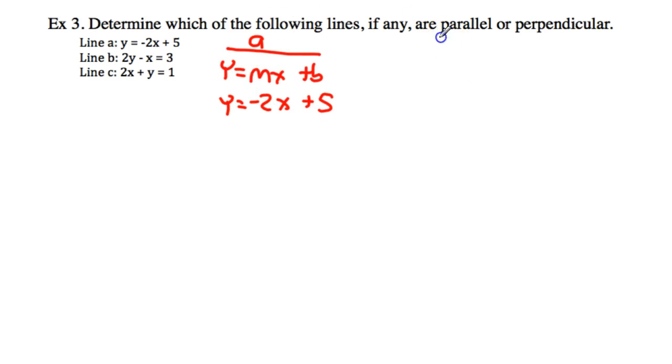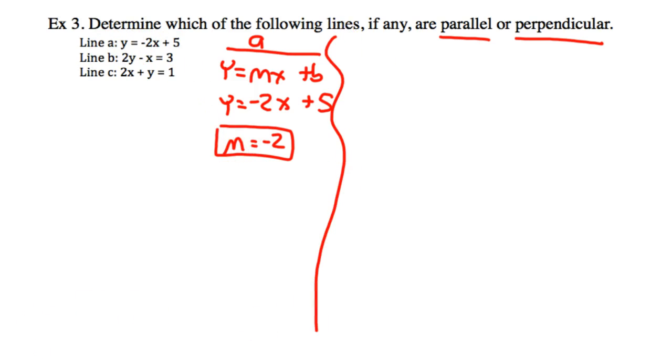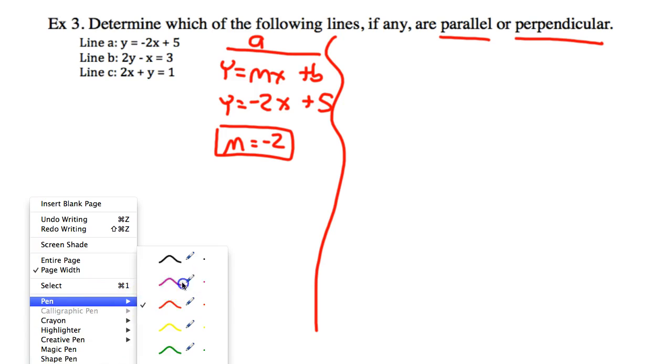When I want to find out if lines are parallel or perpendicular, I'm looking for the slope. So in this one it's easy, right? M is right there. M equals negative 2. I'm going to take that and compare it to the other ones that I find. Let me change my pen color.